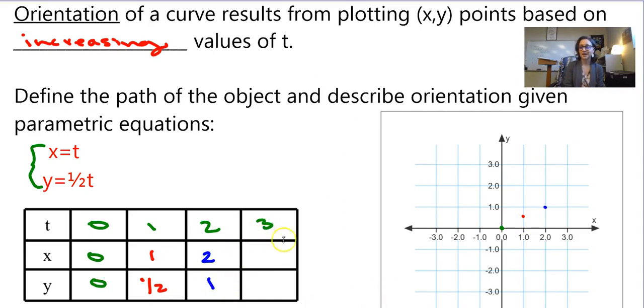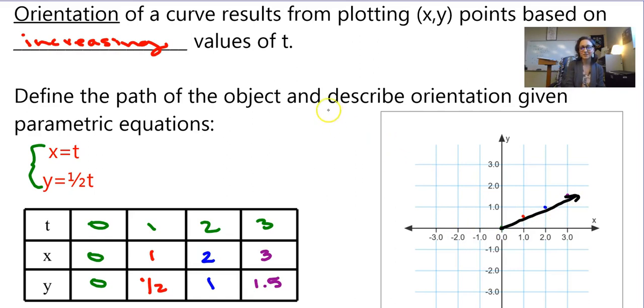And then my last point that I picked, I mean, we could keep going. I just want to see the pattern, see if I can figure out the graph here. When t is 3, x is 3 and y is 3 over 2, also known as 1.5. So I'm going to be right about there. And so we went green, red, blue, purple, right? So you can see if we're using positive time values, we are going kind of like this.